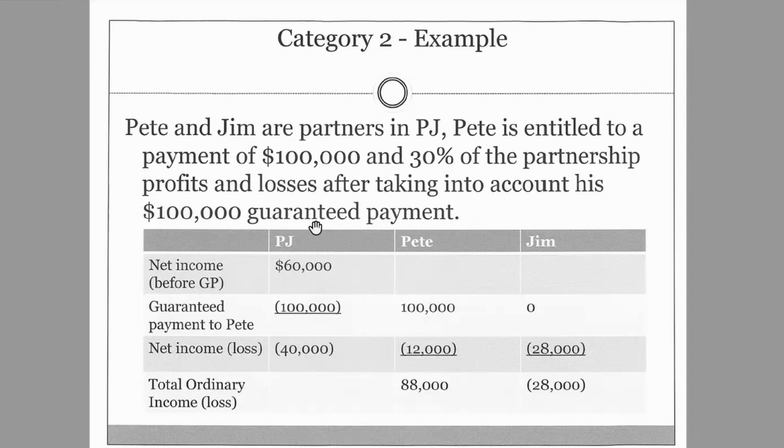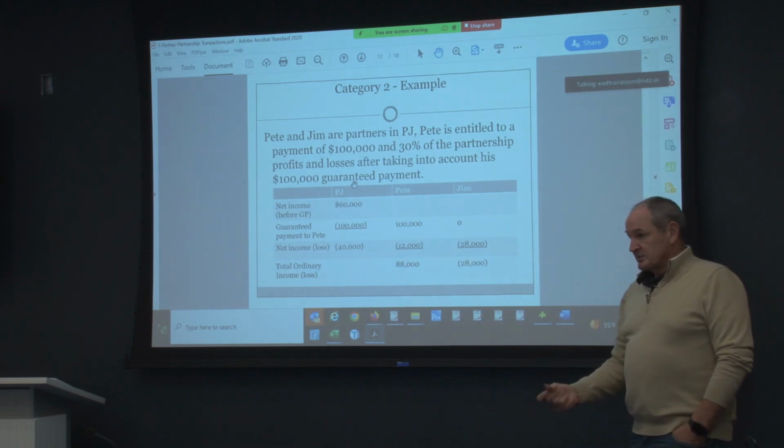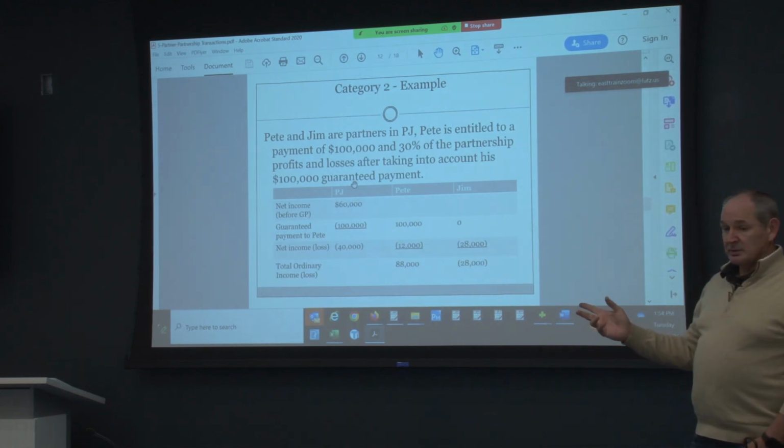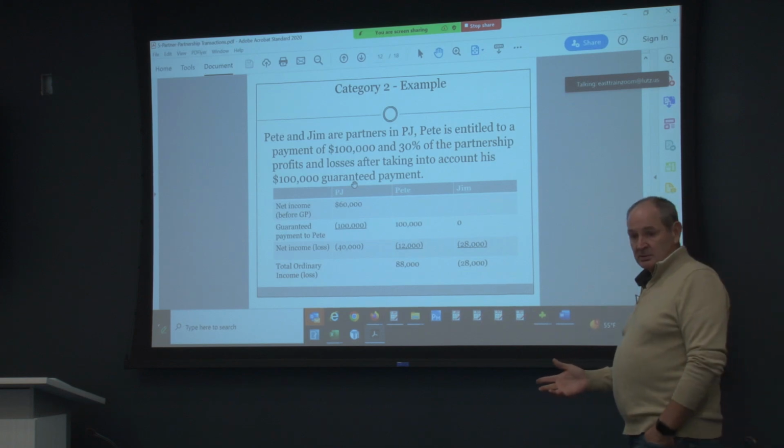Okay. So the PJ partnership before the guaranteed payment has $60,000 worth of income. The guaranteed payment made to Pete is $100,000, which results in a net loss of $40,000. So that $100,000 payment is we're going to pay you no matter what. Doesn't matter if it throws us into a loss. It doesn't matter whether we make $1 trillion of income. It doesn't matter. We're going to be in a loss position.